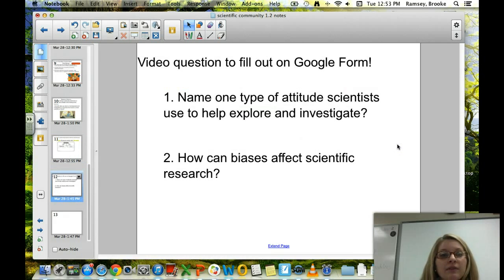Okay, lastly, we're going to fill out the questions on our Google form. So here are the 2 questions for today. Number 1, name what type of attitude scientists use to help explore and investigate. Number 2, how can bias affect scientific research? Remember, this is chapter 1.2. Good luck.